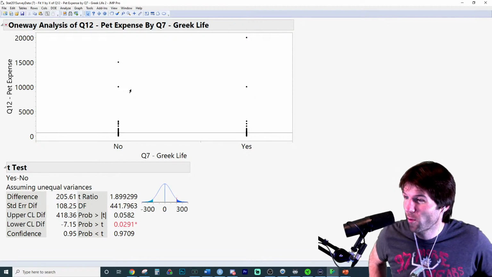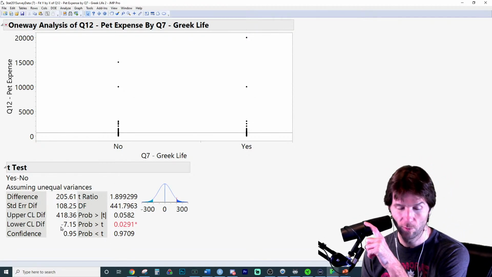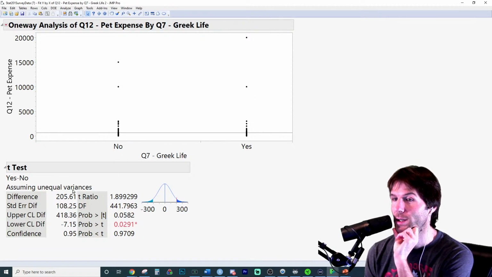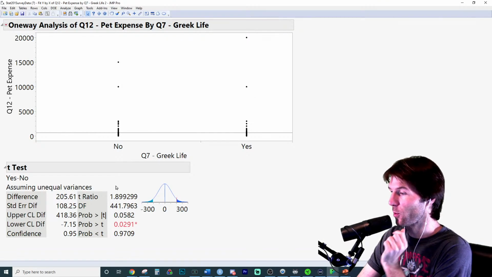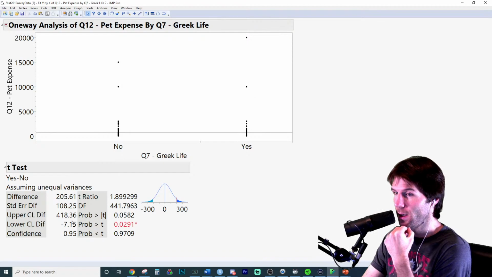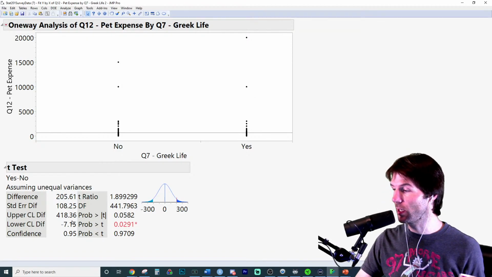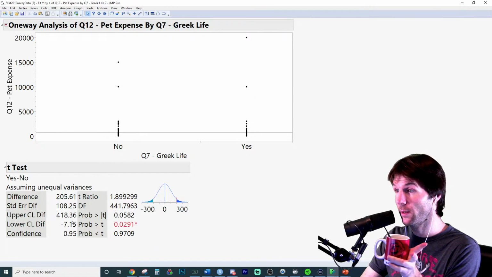It's a close call right here, but really, is there a difference? What do you see about this interval? Now, the group that spends more on their pets is Greek Life. In our sample, we saw that Greek Life is spending more on their pets, but what do you notice about this interval right here? In this interval, we see that the interval contains 0. So it's possible the difference between the two means could be 0.